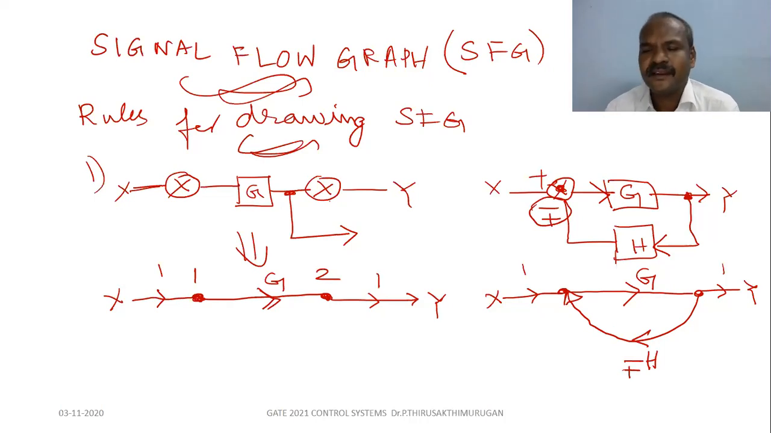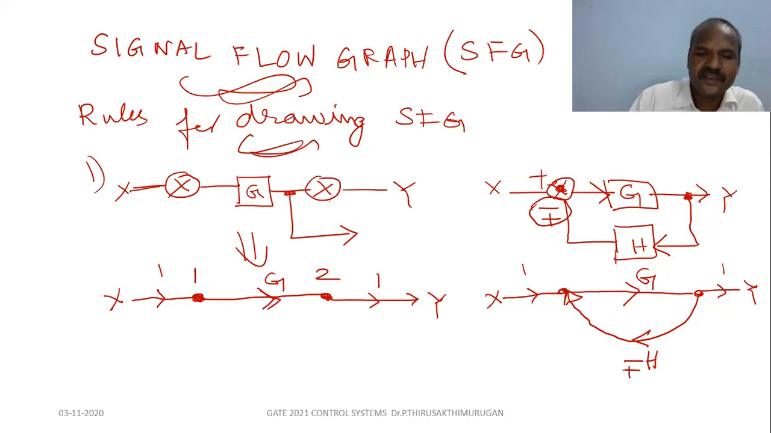If, in the direction of signal flow, there is a takeoff point followed by a summing point, such points are represented by two separate nodes with a transmittance of unity. That's why I mentioned that between this summing point and this input, we consider the gain value as 1.